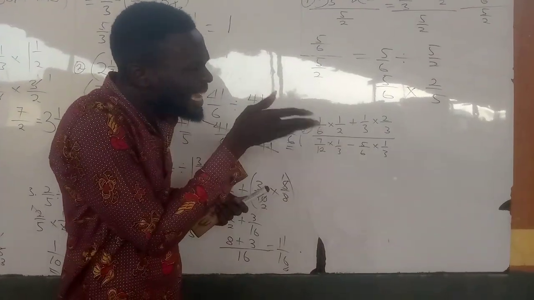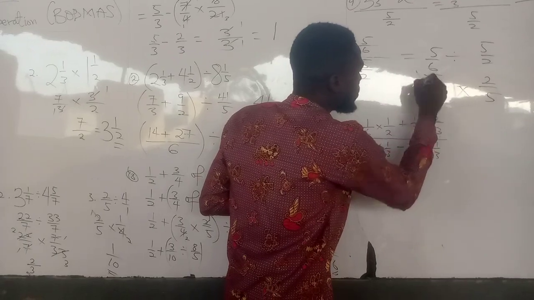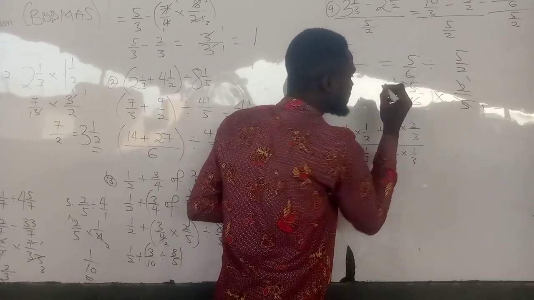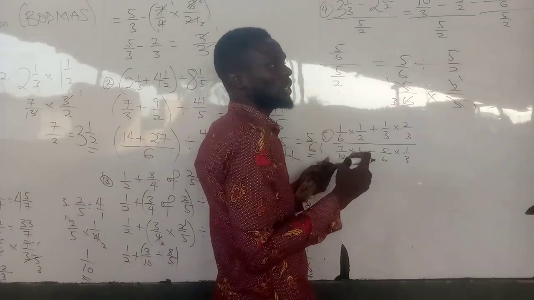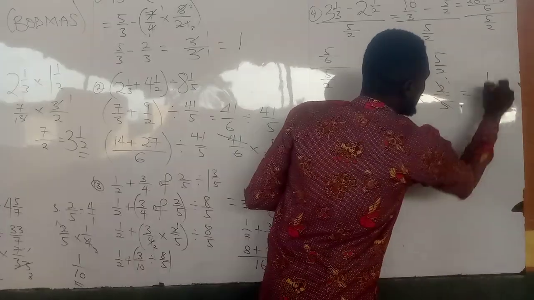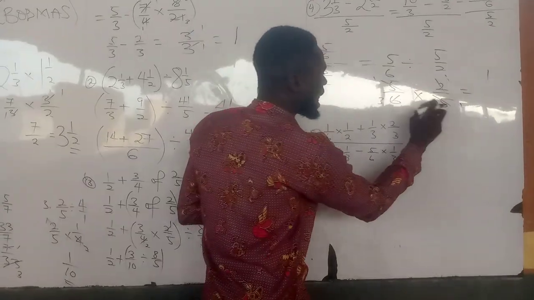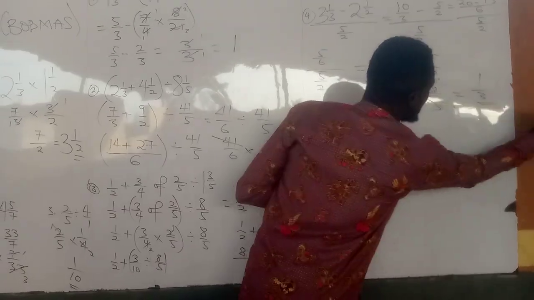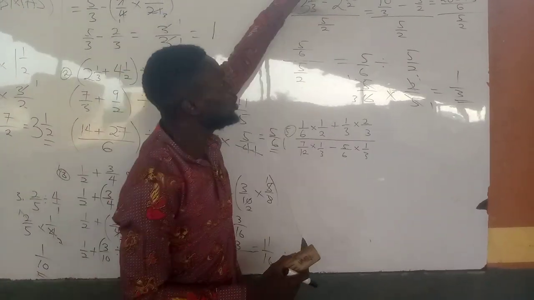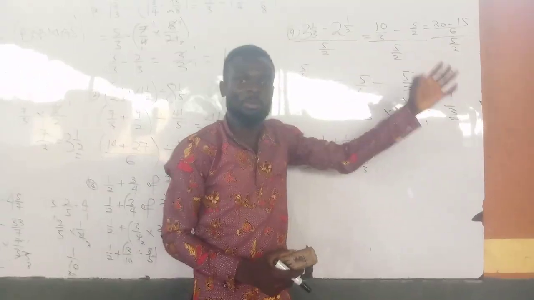Can I cancel out? 5 here is 1, 5 here is 1. 2 here is 1, 6 here is 3. So after cancelling, what did I get? 1 times 1 is 1. 3 times 1 is 3. And this becomes my answer. Once you take it step by step, solve the numerator, solve the denominator, then you go.